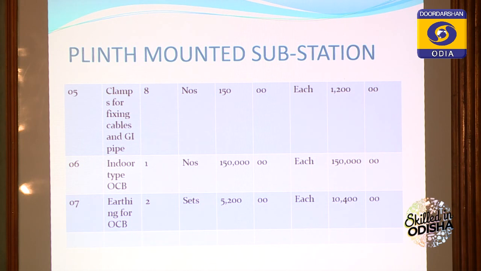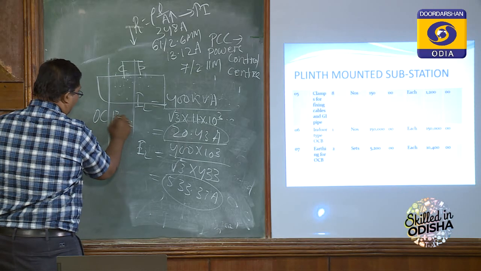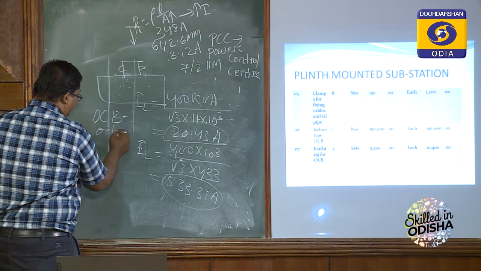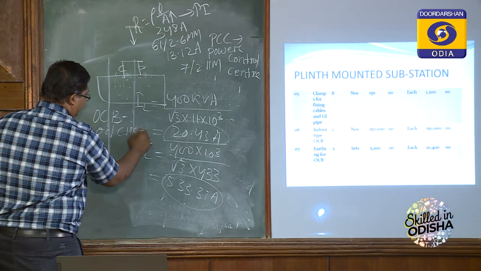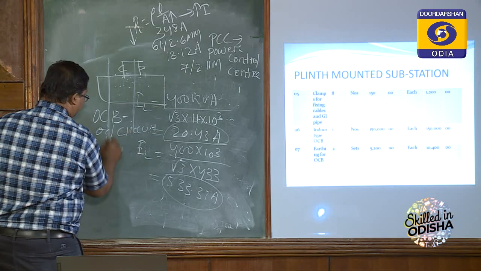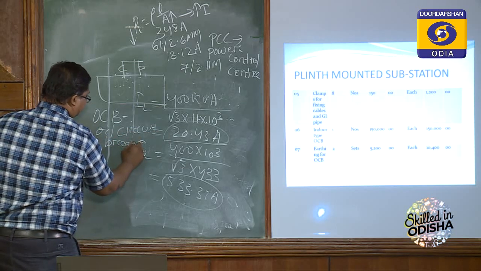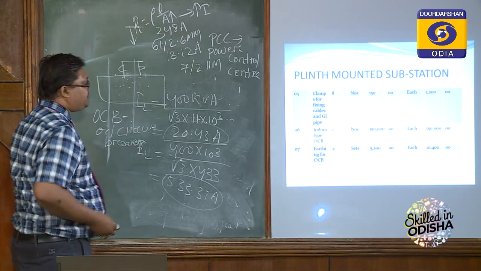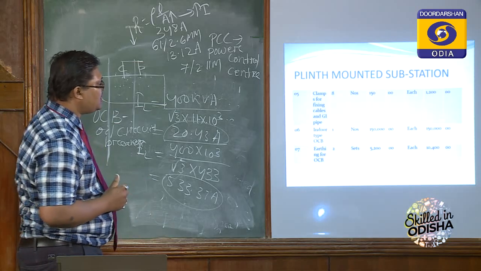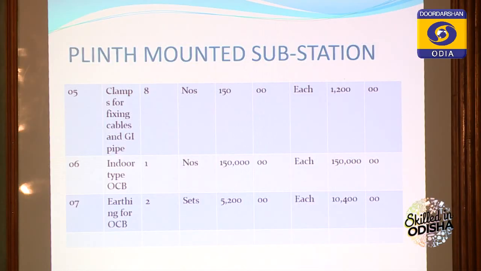Next, indoor type OCB. OCB stands for oil circuit breaker. As it is an indoor type substation, it requires OCB, one number of OCB. So that will cost 1,50,000.